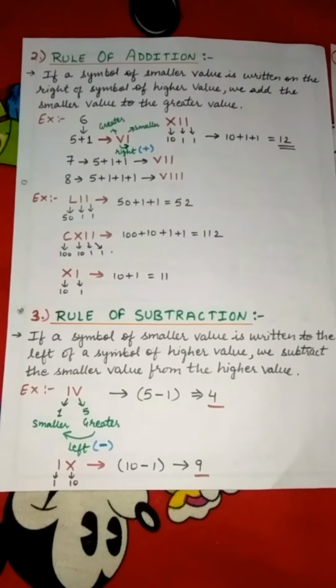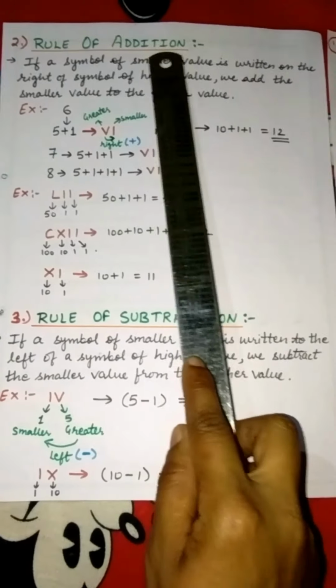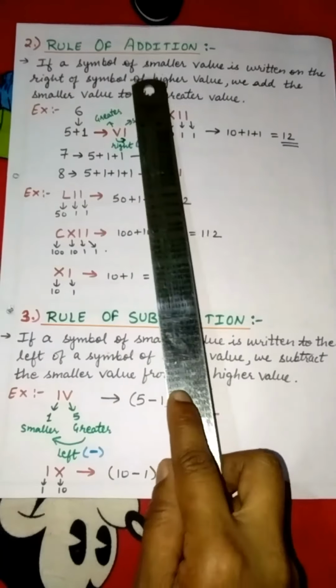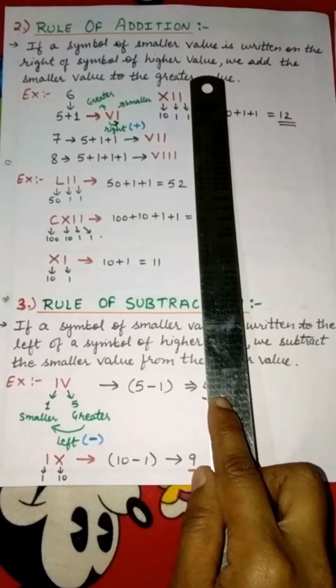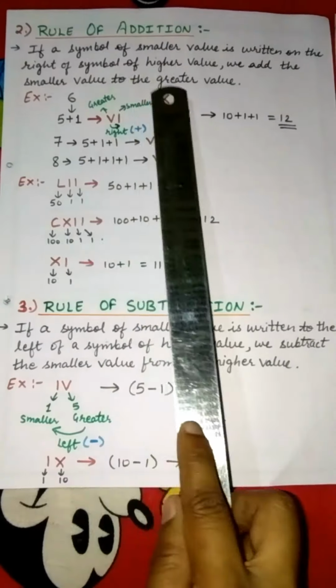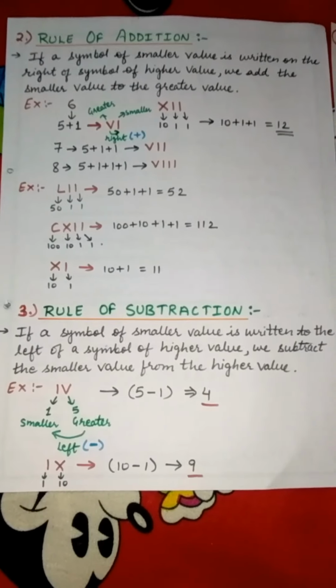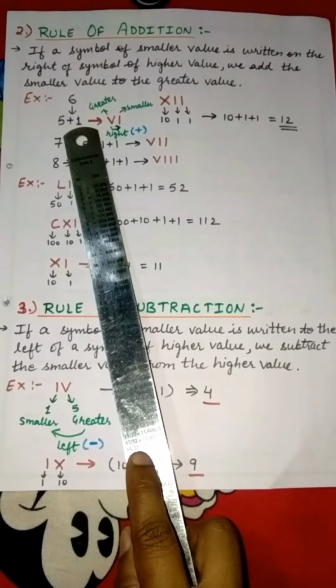Now we will talk about the rule of addition. The rule of addition says that if a symbol of smaller value is written on the right of a symbol of higher value, we add the smaller value to the greater value. This we will understand by an example.